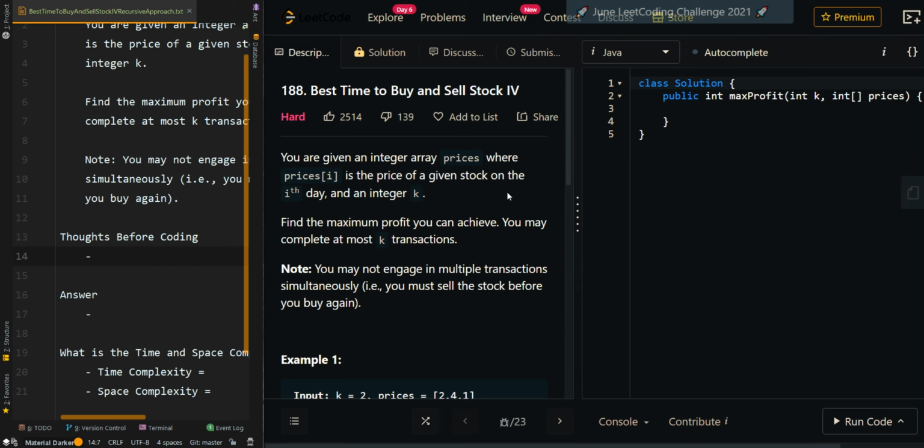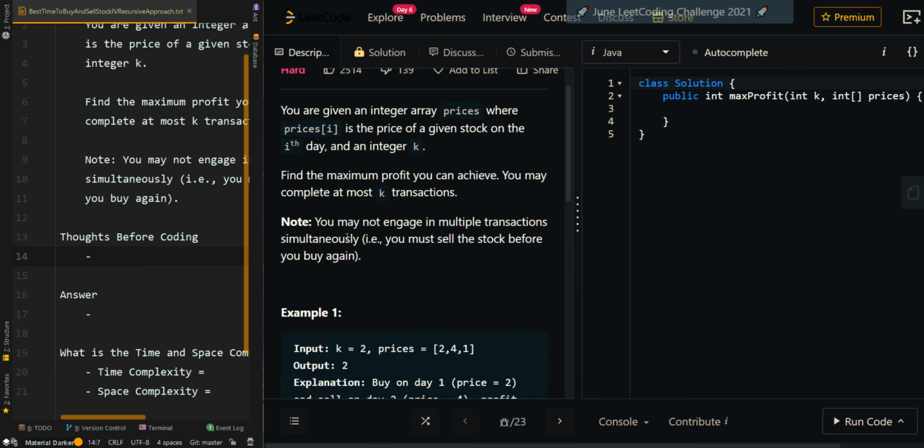In this video, we're going over the recursive approach of best time to buy and sell stock IV. So you're given an integer array prices, where prices[i] is the price of a given stock on the ith day, and an integer k. Find the maximum profit you can achieve. You may complete at most k transactions, so each transaction is a buy and then a sell. You may not engage in multiple transactions simultaneously. You must sell the stock before you can buy again.